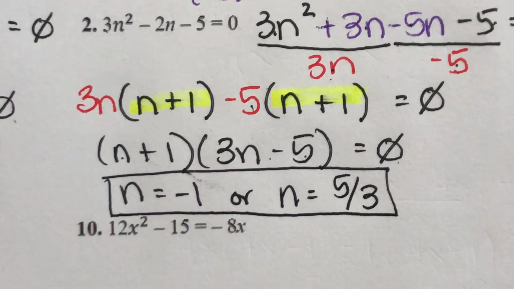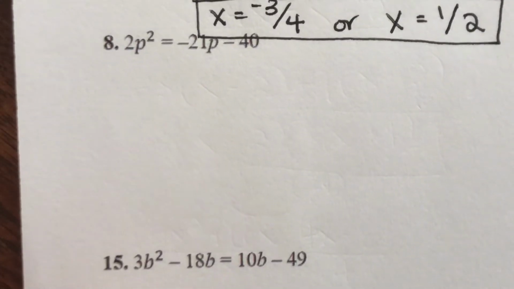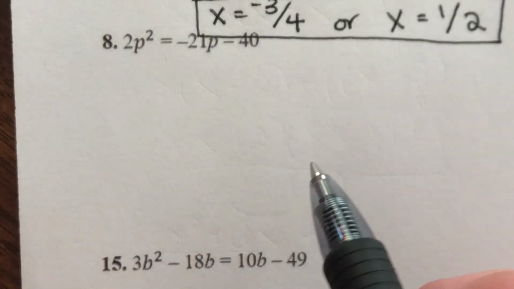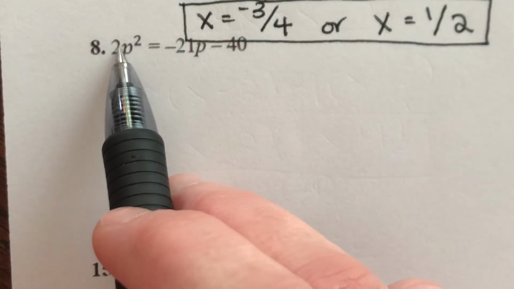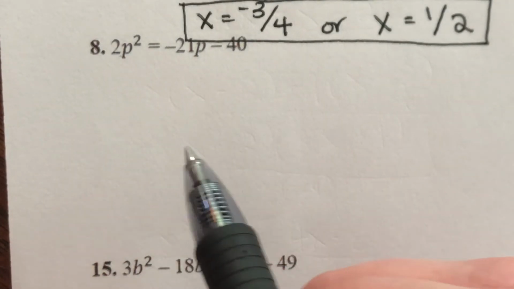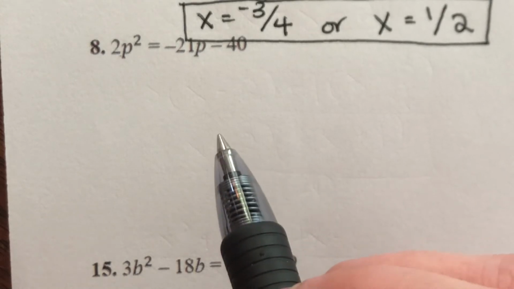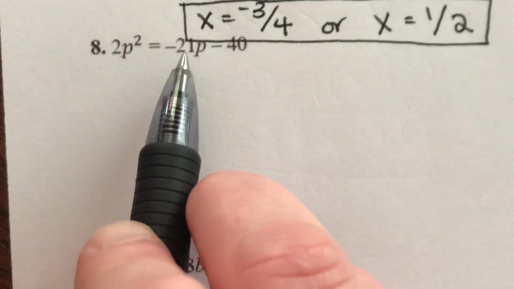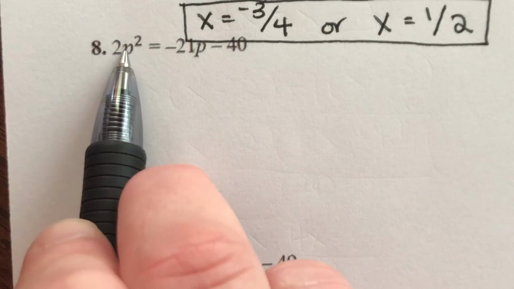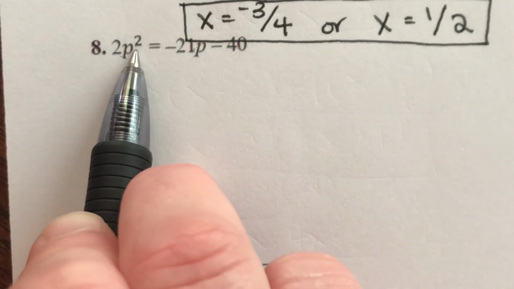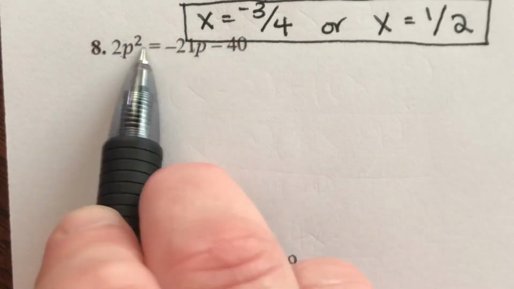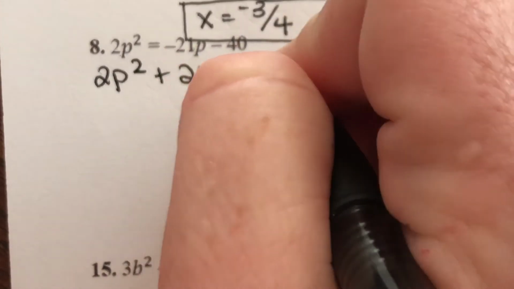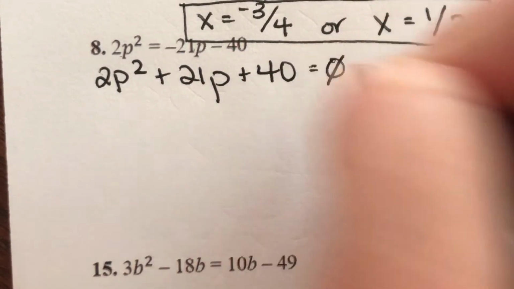Okay, got 3 more examples and a word problem. Not too terrible, right? Sorry, I kind of wrote over this one. For this one, this is not in the correct form. Remember, we have to get 0 on one side of the equal sign. So I'm going to add 21p to both sides, and I'll cancel here and come over here. And then I'm going to add 40 to both sides. So 2p squared plus 21p plus 40 equals 0.